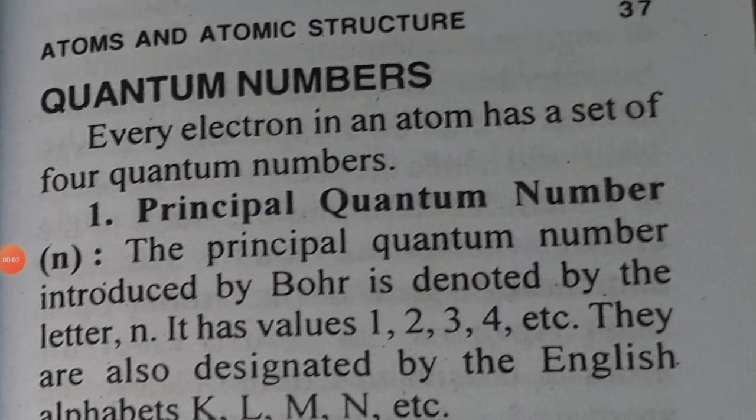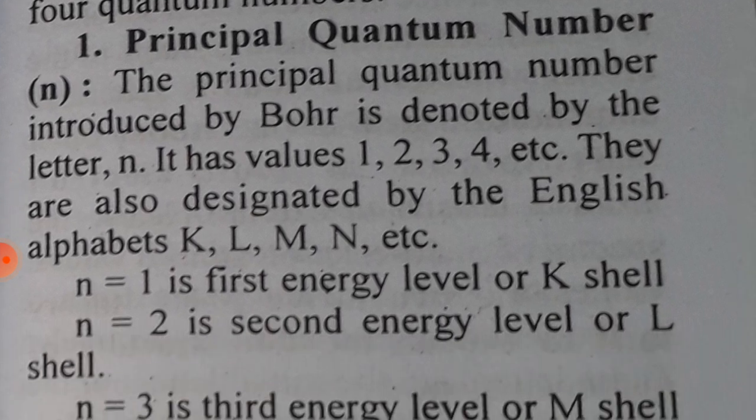Quantum numbers. Every electron in an atom has a set of four quantum numbers. 1. Principal quantum number n. The principal quantum number, introduced by Bohr, is denoted by the letter n. It has values 1, 2, 3, 4, etc. They are also designated by the English alphabet K, L, M, N, etc.